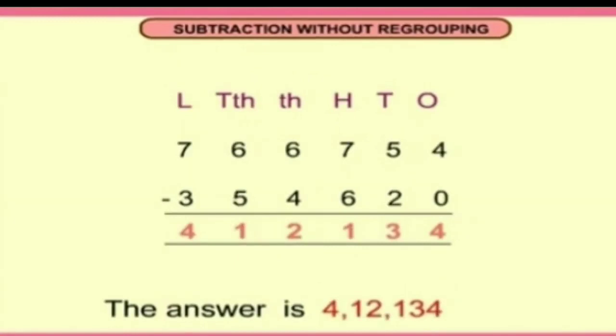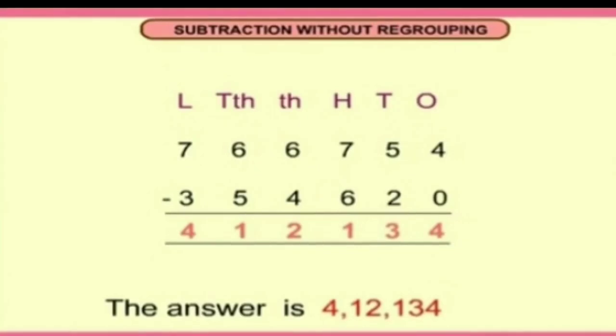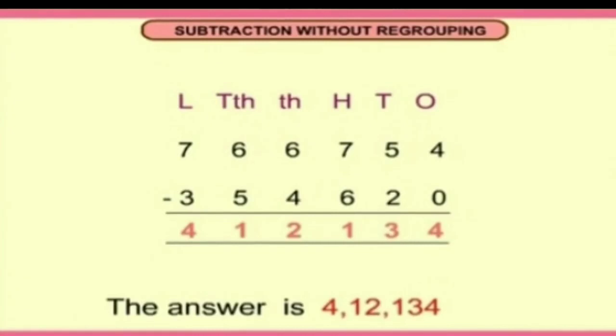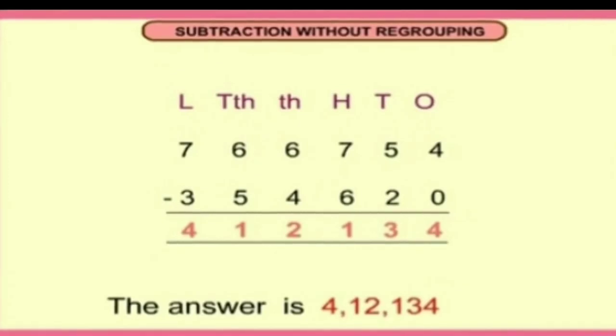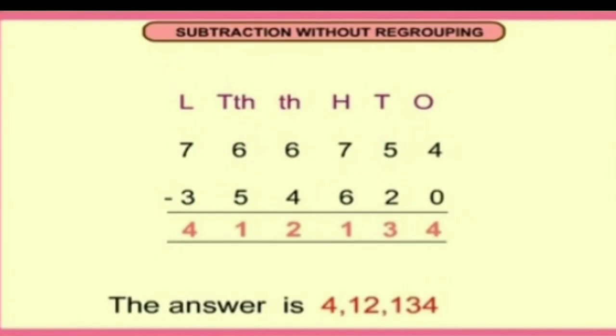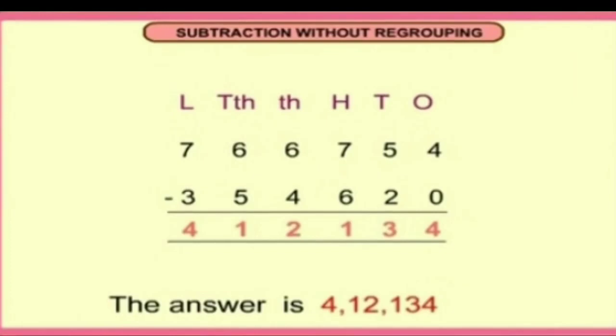Let us understand this with the help of another example of a larger number, a 6-digit number. Here I have taken the number 7,66,754 and the other number 3,54,620. So again here the minuend digits are greater than those of the subtrahend. So we just carry out the subtraction without regrouping. Let us carry out the subtraction. First of all, we have to subtract from the ones place, that is 4 minus 0 is equal to 4. Moving on to the tens place, that is 5 minus 2 is equal to 3. Then the hundreds place, 7 minus 6 is equal to 1.